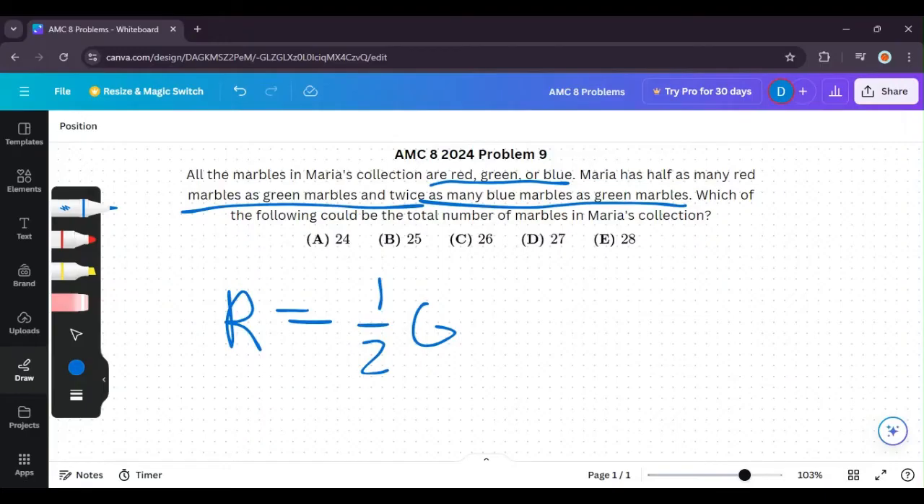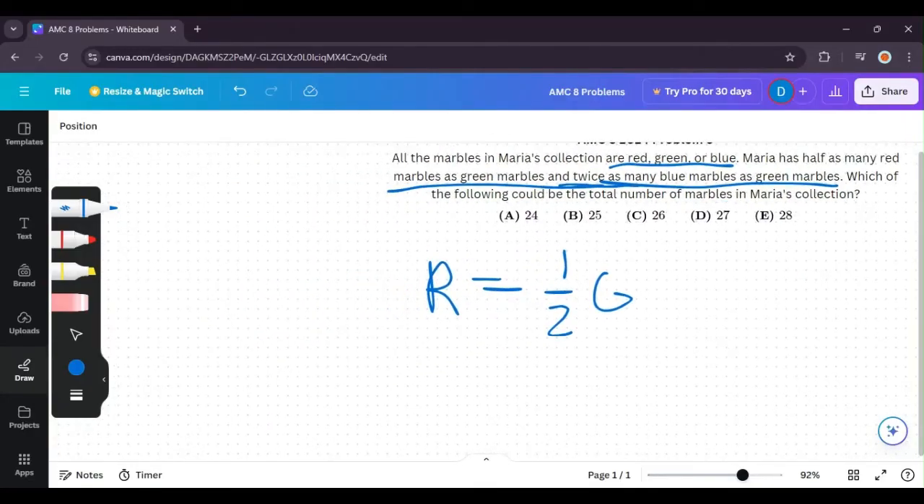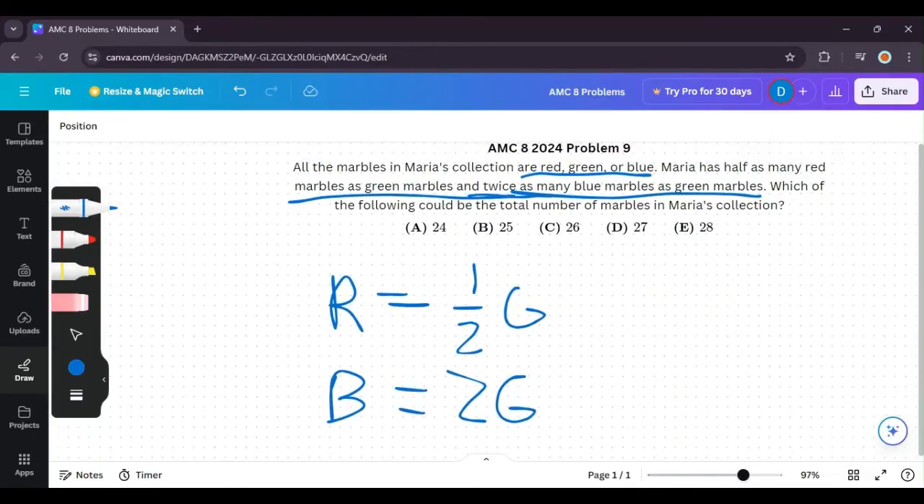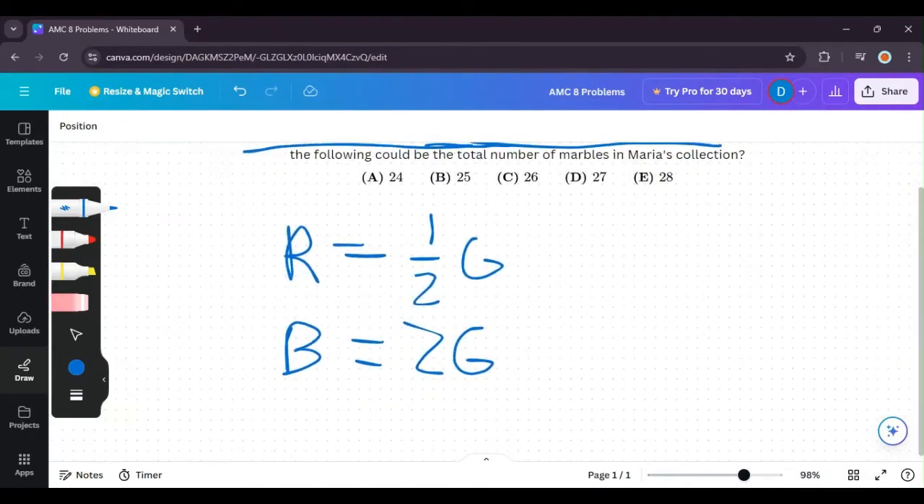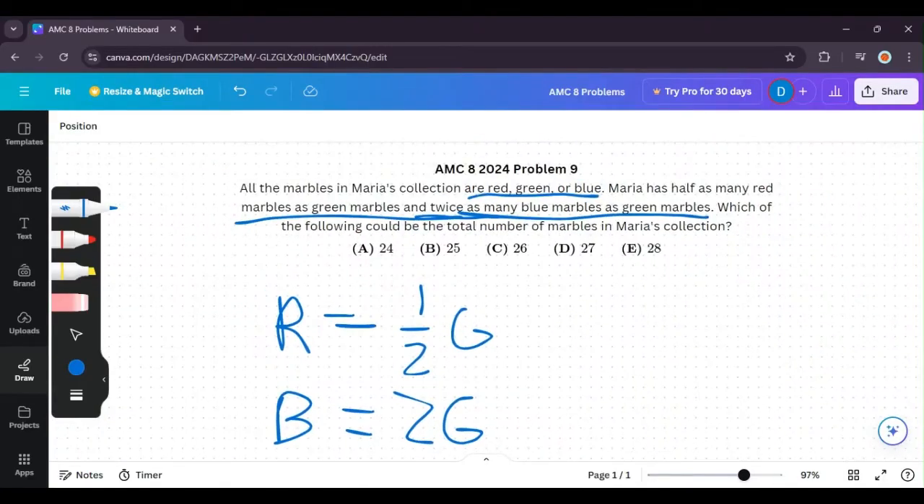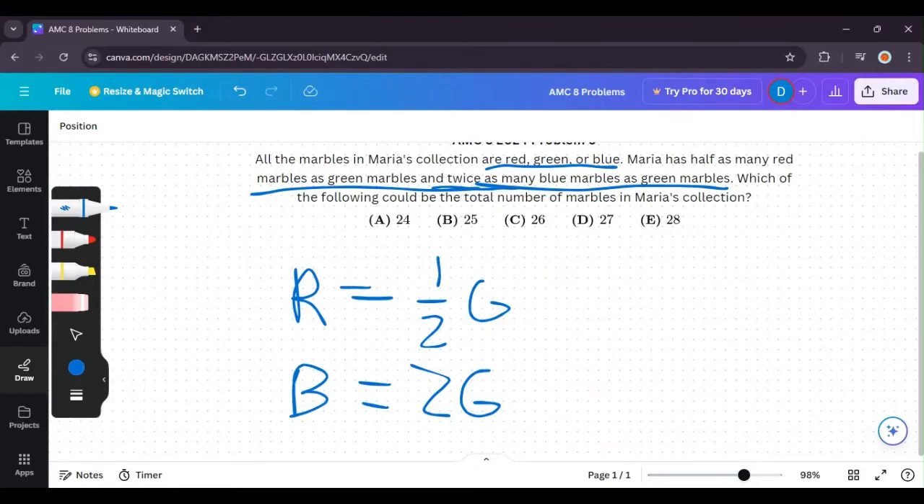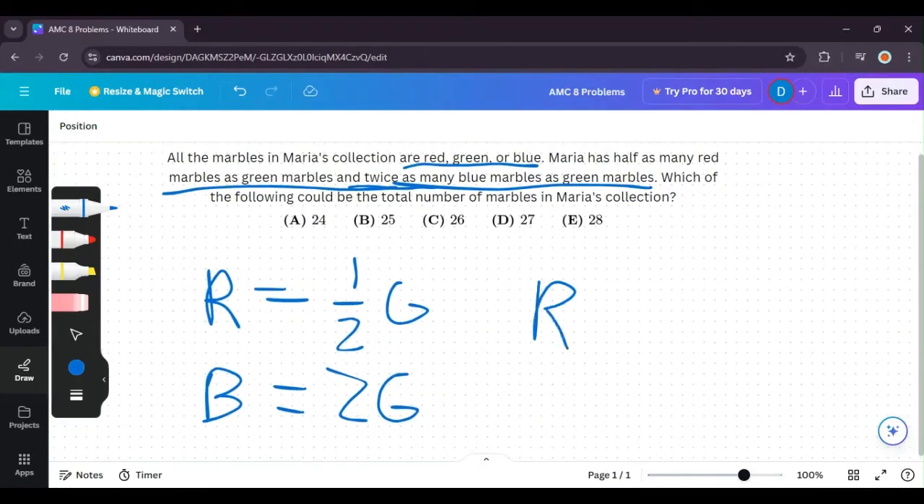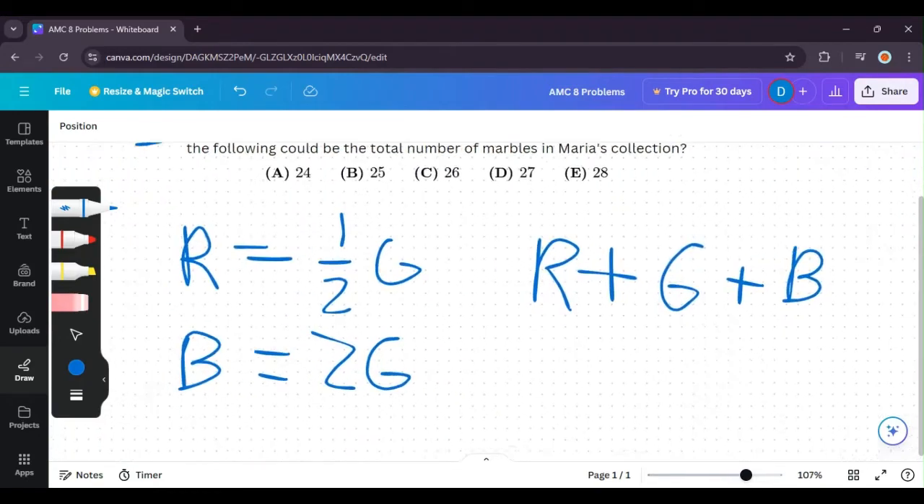Okay, so we have another equation that we can solve, and it's twice as many blue marbles as green marbles. So the number of blue marbles is twice the amount of green marbles. Okay, so as you see here, we have two equations. We can simply solve, and we can find the total amount. So if we're trying to find the number of red marbles plus the number of green marbles plus the number of blue marbles, we can simply use substitution.